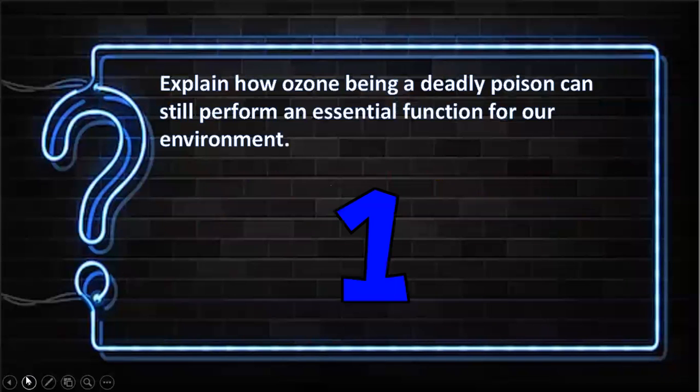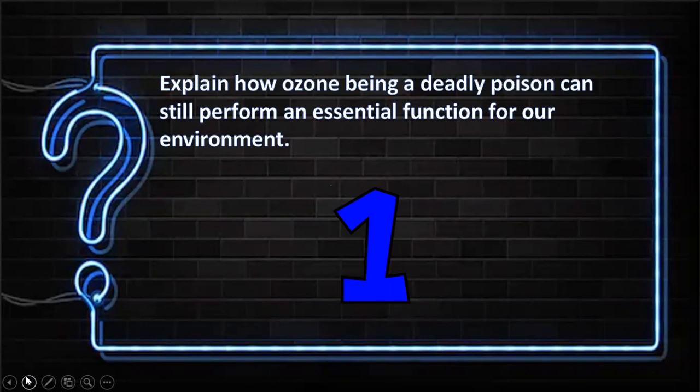Okay. So next question, one more question: explain how ozone, being a deadly poison, can still perform an essential function for our environment. All of you know that ozone is a deadly poison, right? So then how does it protect our environment? All of you know about the ozone layer too. So how is it protecting the environment, being a deadly poison?